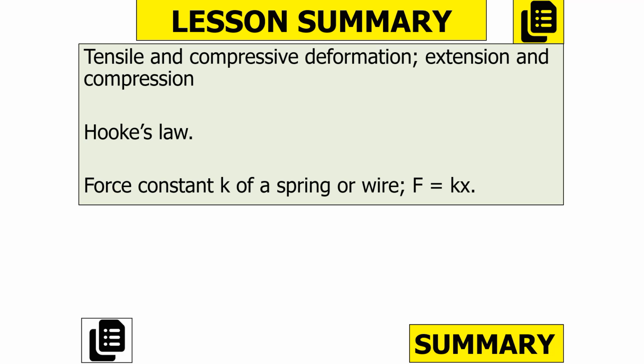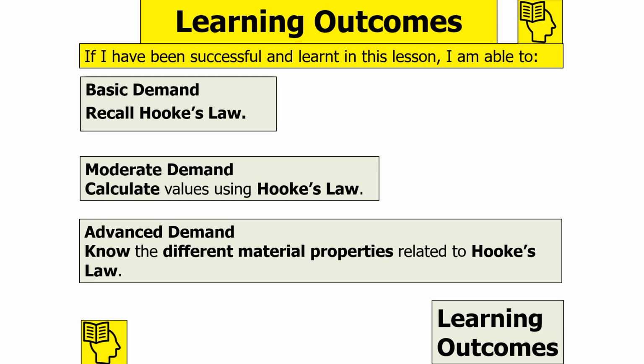So to summarise what we've looked at in today's lesson, we've looked at tensile and compressive deformation, extension and compression, Hooke's law, and the force constant K of a spring or wire where F equals Kx. So if we've been successful and we've learnt in today's lesson, we should be able to recall Hooke's law, calculate values using Hooke's law, and know the material properties related to Hooke's law.